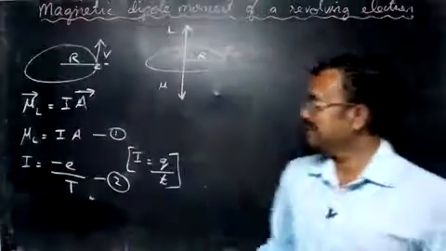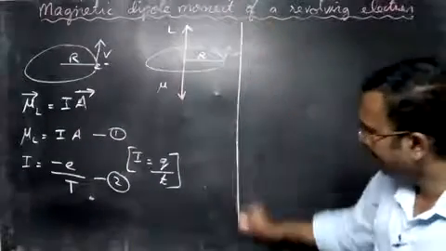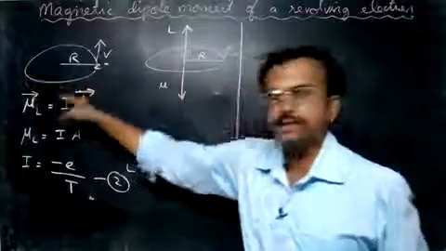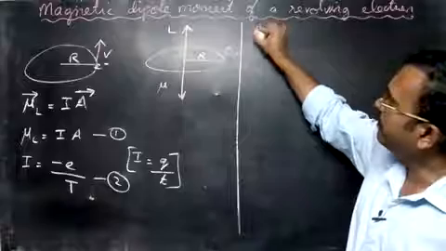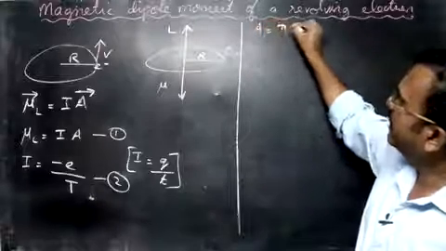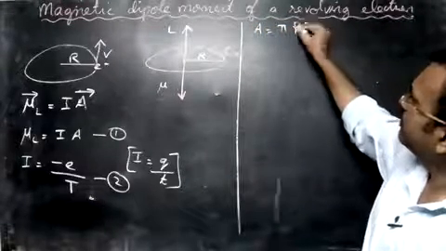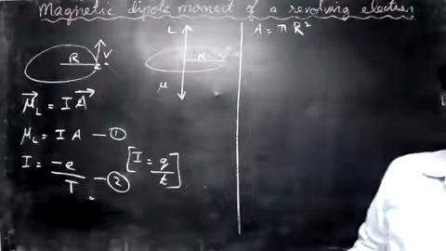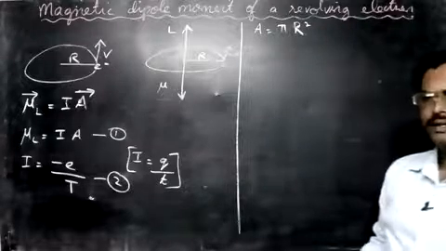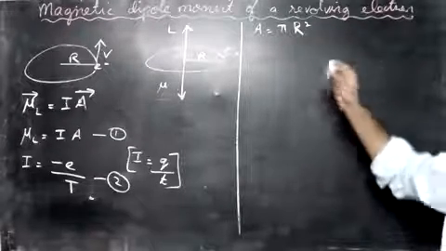Then let's see this orbit here. The electron goes in a circular orbit. The area of this orbit will be, area is equal to pi r square. We can also write capital R square. So that's the area here, because it's a circle, and the area of a circle is this one.